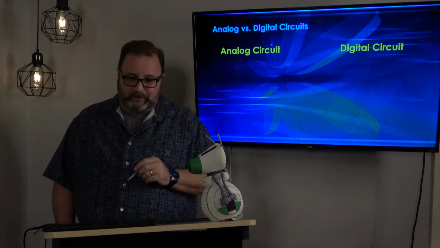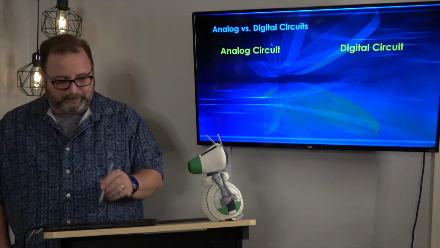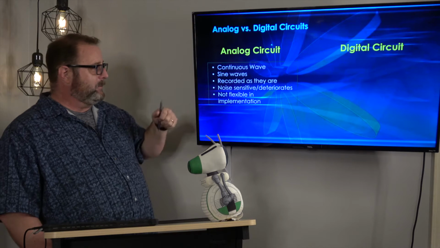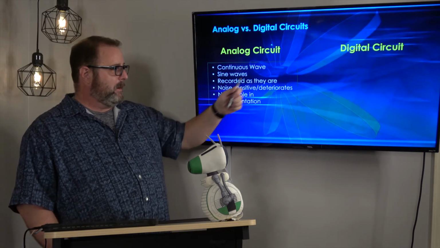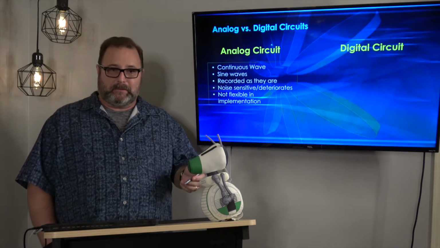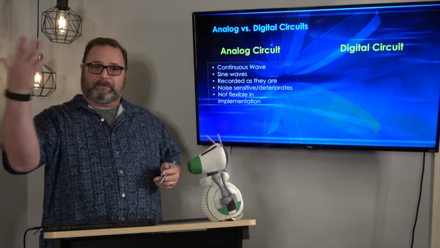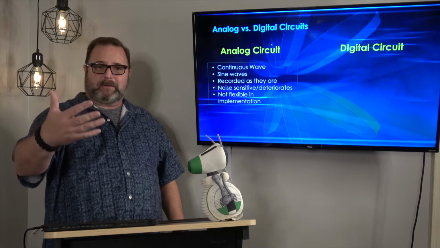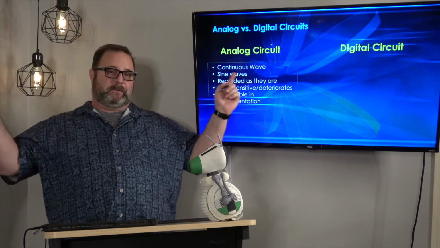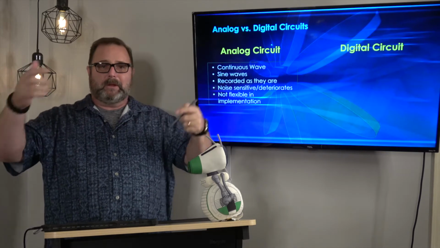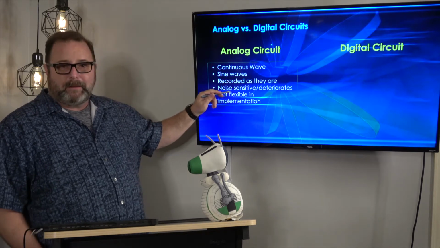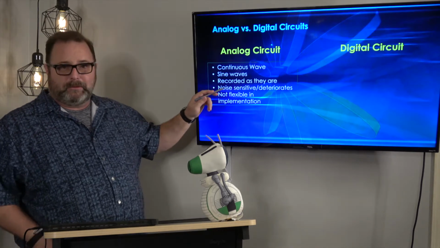All right, so let's talk about some of the differences. In an analog circuit, like we said, it's continuous wave, they're sine waves, and they are recorded as they are. Okay? Now, sound waves can deteriorate. Okay? If I were to put a piece of foam between myself and that microphone, it would be muffled. The sound, you'd only possibly even hear just the sound that was bouncing around to get to the microphone. Okay? So it can deteriorate, and it's sensitive to other noises.